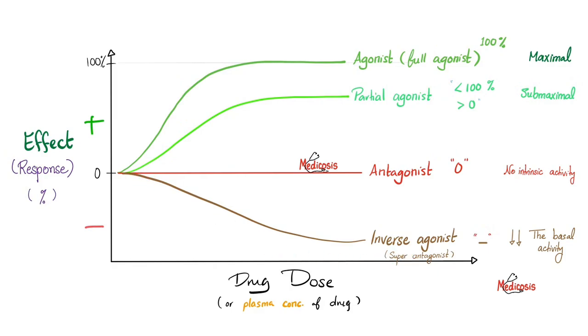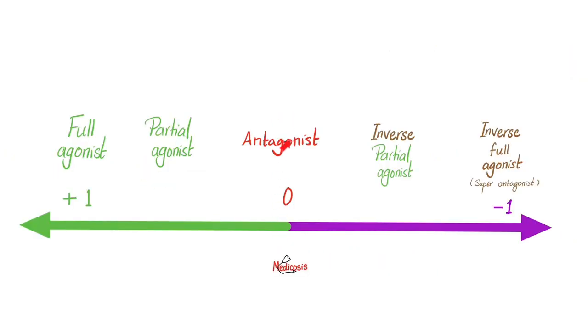If up here is a positive value, then down here is a negative. And I'm going towards the negative. So antagonist means 0 effect, okay? Then you have full agonist, which gives you +1, which is 100%. Partial agonist between the 0 and the 1. Inverse partial agonist between the 0 and the -1. And inverse full agonist or super antagonist, -1.